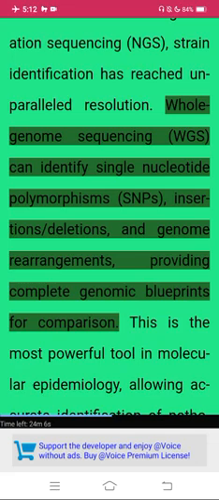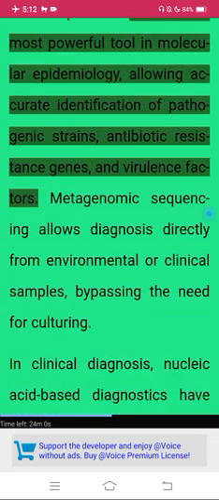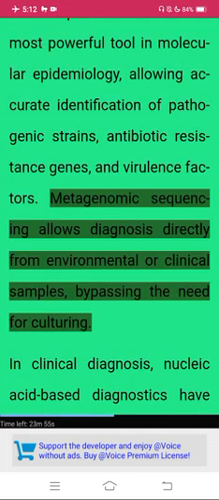Whole genome sequencing (WGS) can identify single nucleotide polymorphisms, SNPs, insertions, deletions, and genome rearrangements, providing complete genomic blueprints for comparison. This is the most powerful tool in molecular epidemiology, allowing accurate identification of pathogenic strains, antibiotic resistance genes, and virulence factors. Metagenomic sequencing allows diagnosis directly from environmental or clinical samples, bypassing the need for culturing.